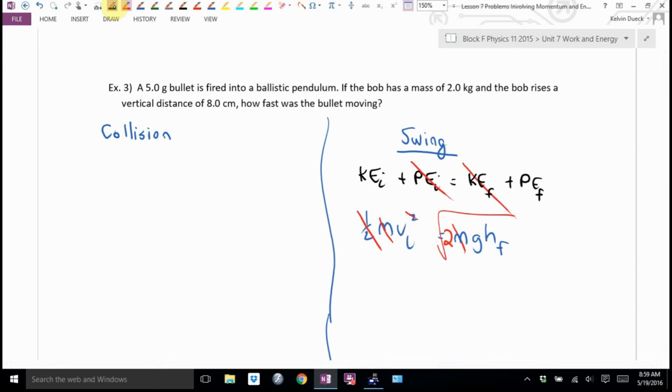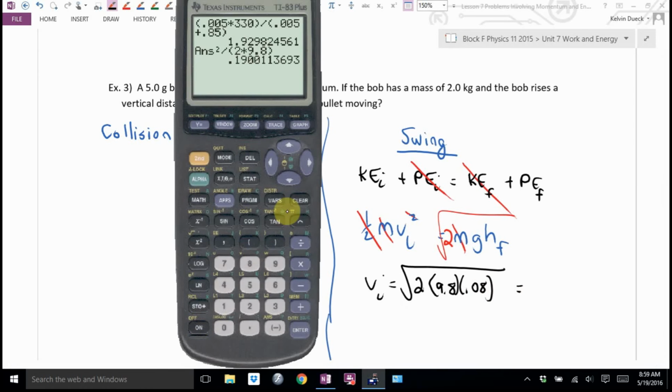So let's write this one more time. VI is going to be the square root of 2 times 9.8 times 0.08. Now we'll see. I was doing all this in my head, making up the numbers. Andy, I might have a really, really slow bullet. I don't know. I'm hoping it's okay. Or I might have a crazy fast bullet going like half the speed of light or something. I don't know. We'll see.